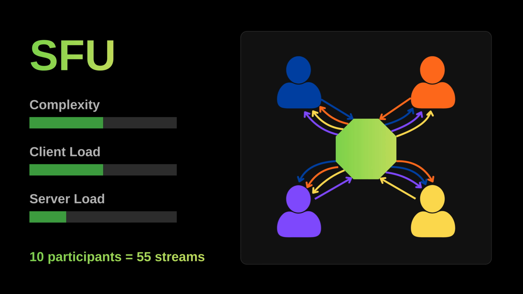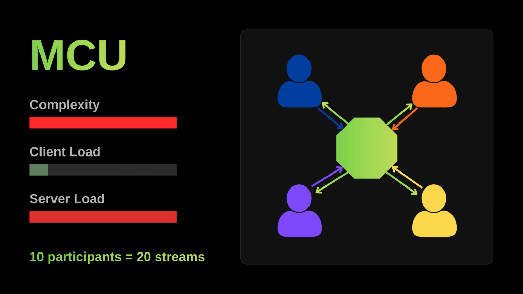There is a more advanced approach called MCU. This mechanism not only forwards streams, but also mixes them into one, reducing the total number of streams to 20. However, a major disadvantage of this approach is the need for very powerful server infrastructure and significant implementation costs.